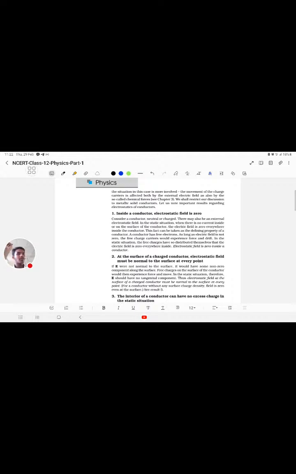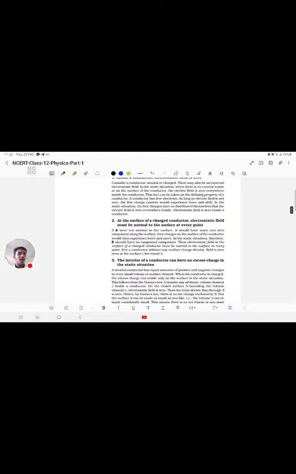The electrostatic field is 0 inside a conductor. The first thing is that the electrostatic field is 0 inside a conductor. Basically, a conductor has free electrons in it, and as long as the electric field is not 0, the free charge carriers will experience a force and drift. And in a static situation, the conductor's electrons will accumulate in such a fashion that the net electrostatic field is going to be equal to 0.